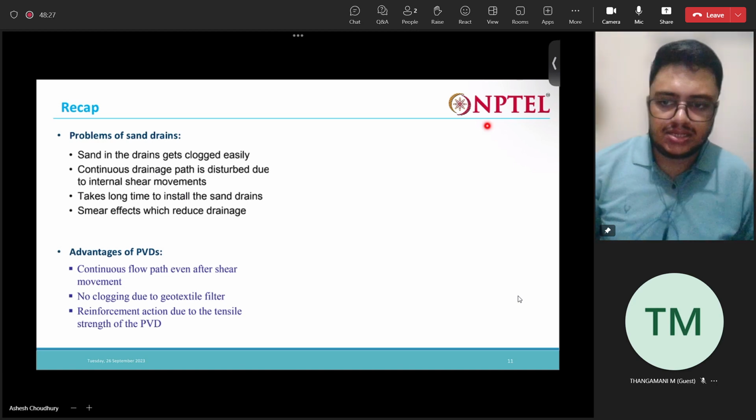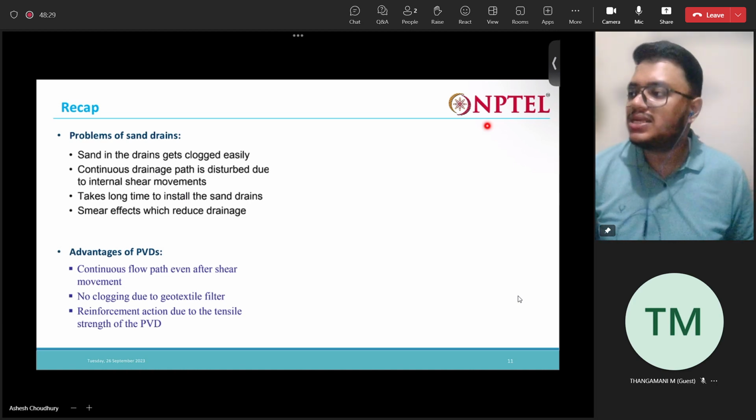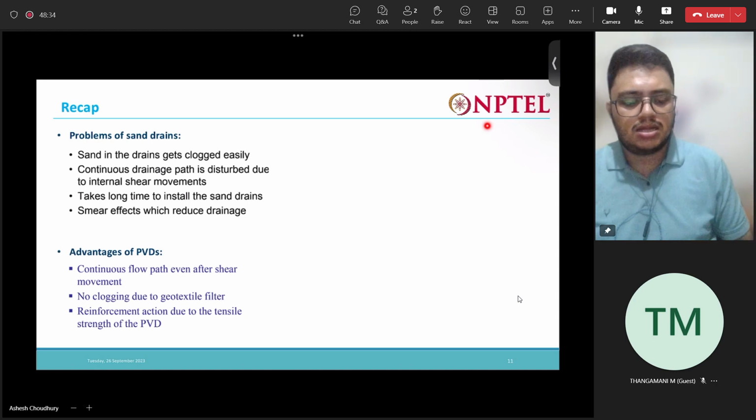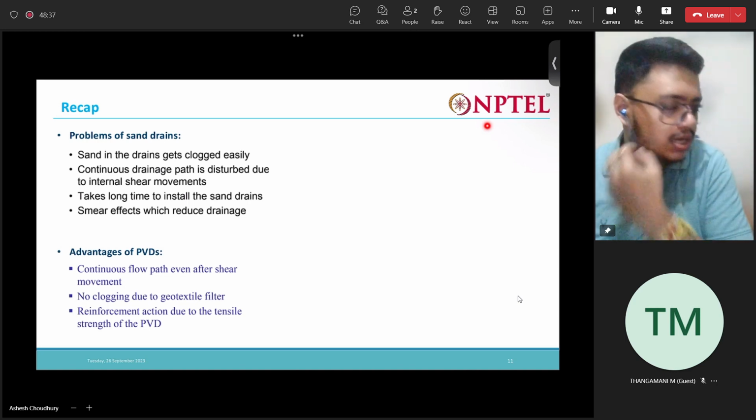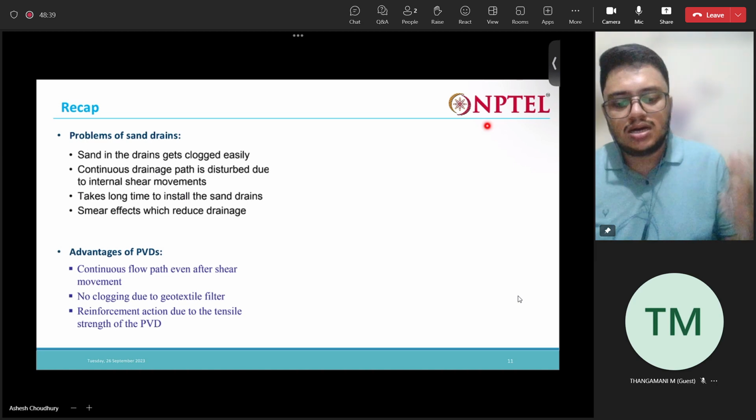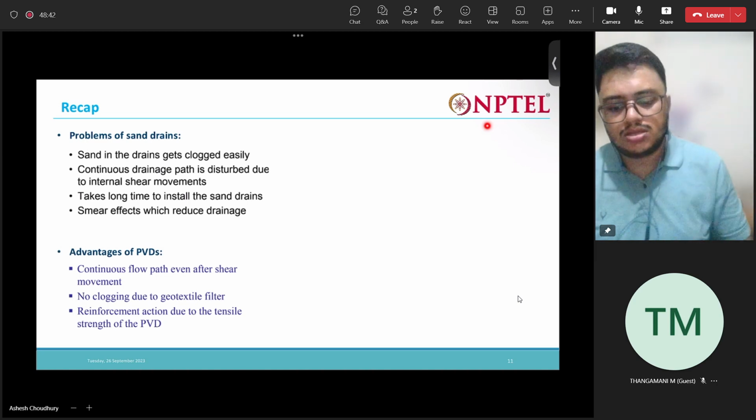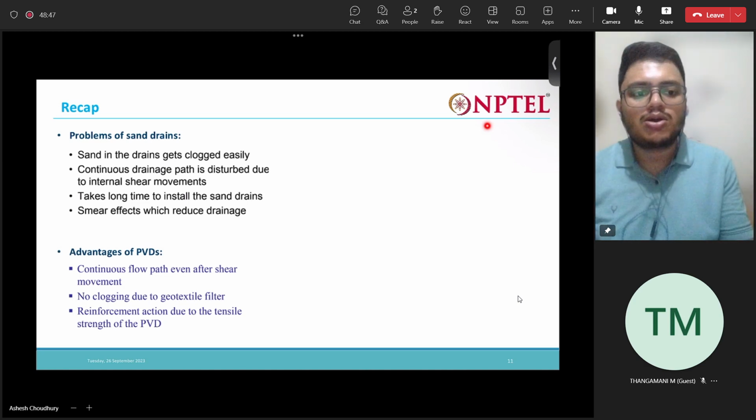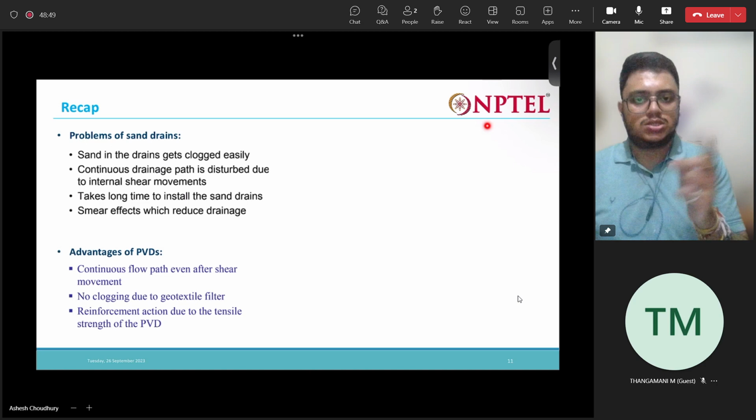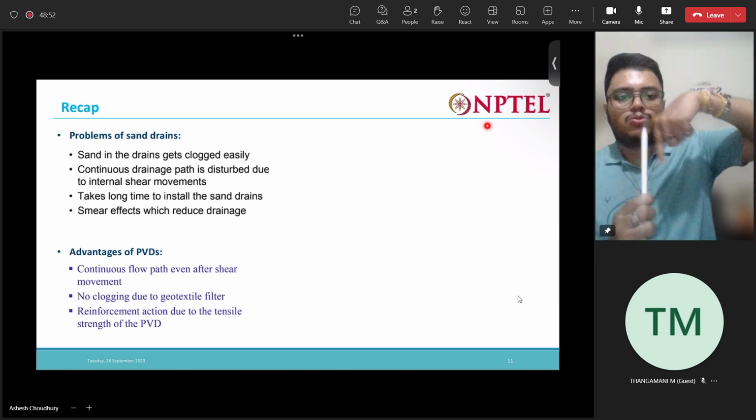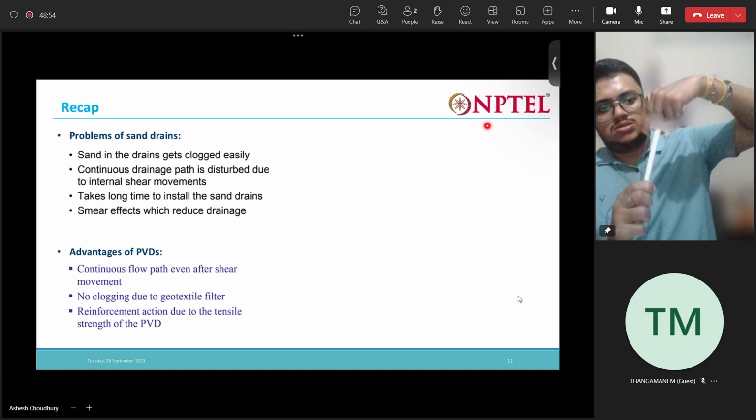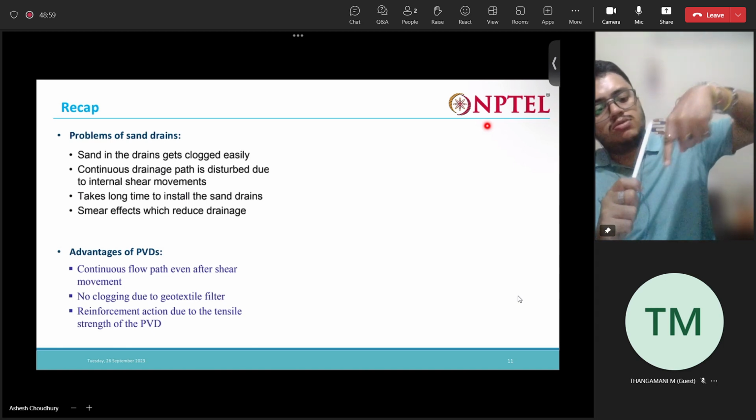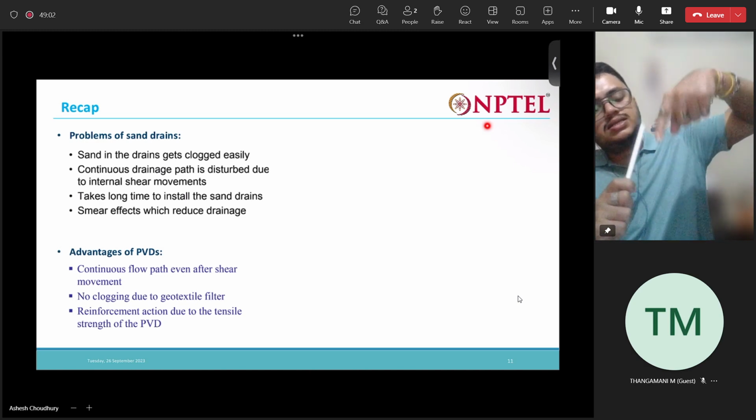Fourth is the smear effect. What is the smear effect? While we are installing the sand drain, while we drive this channel into the soil, the clay soil that surrounds that portion gets disturbed. Disturbed means it gets remolded in a way. The surrounding clay soil actually gets remolded.